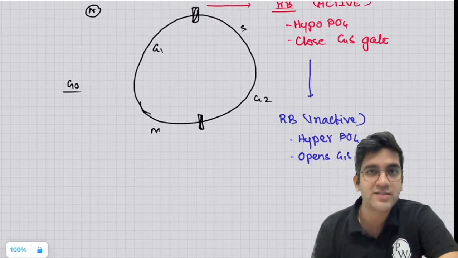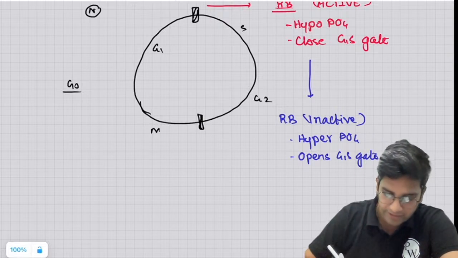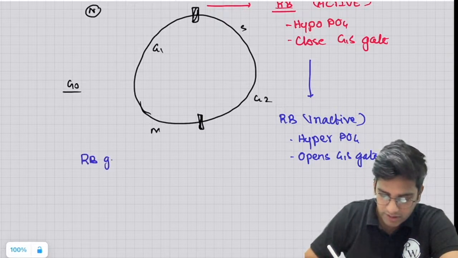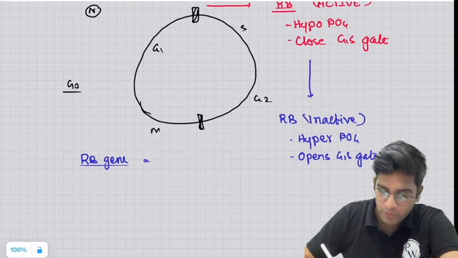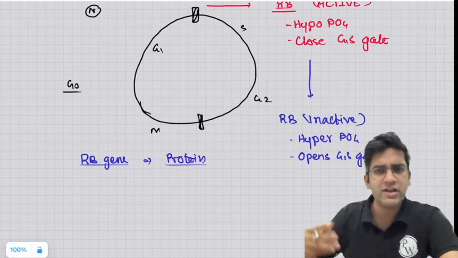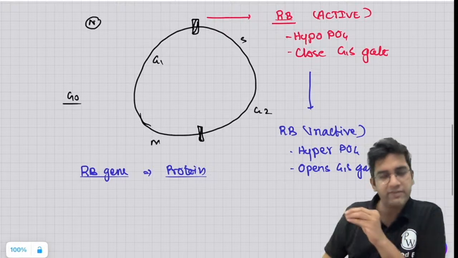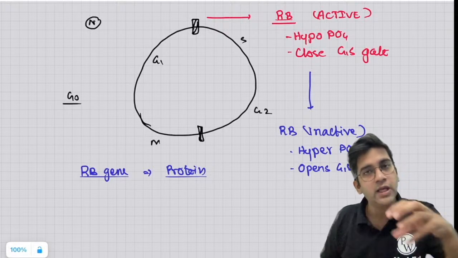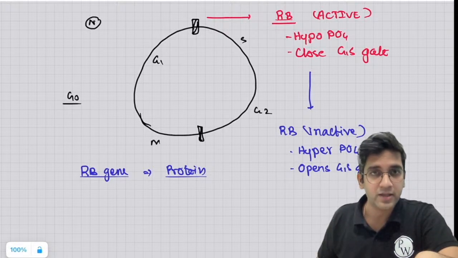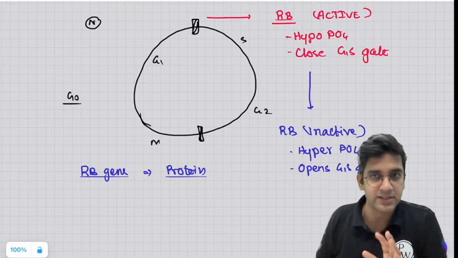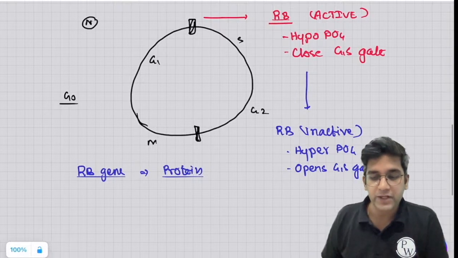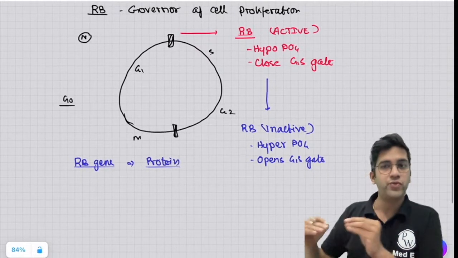Retinoblastoma is a gene, right? RB is a gene, and the gene will produce a protein product. Like we have multiple genes in our body, I have an RB gene, the retinoblastoma gene, which is inside every cell and produces a product that will block the cell cycle. Fine, I hope it's clear. So for me to make it inactive, I need to phosphorylate it.